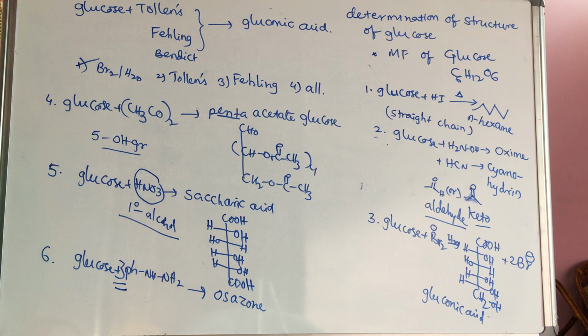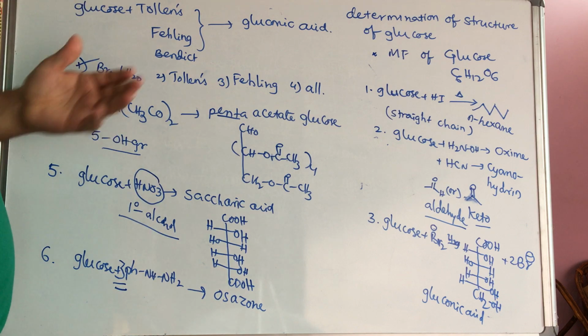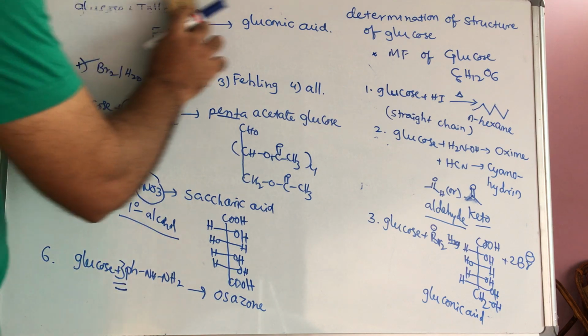Sometimes they may ask the question: glucose reacts with A and forms n-hexane. What is A? It may be HI, HCN, bromine water, or HNO3. Then what is the answer? That is HI. So we have to think about what type of questions will be asked in competitive exams. Some of the possible questions I have also taught here.